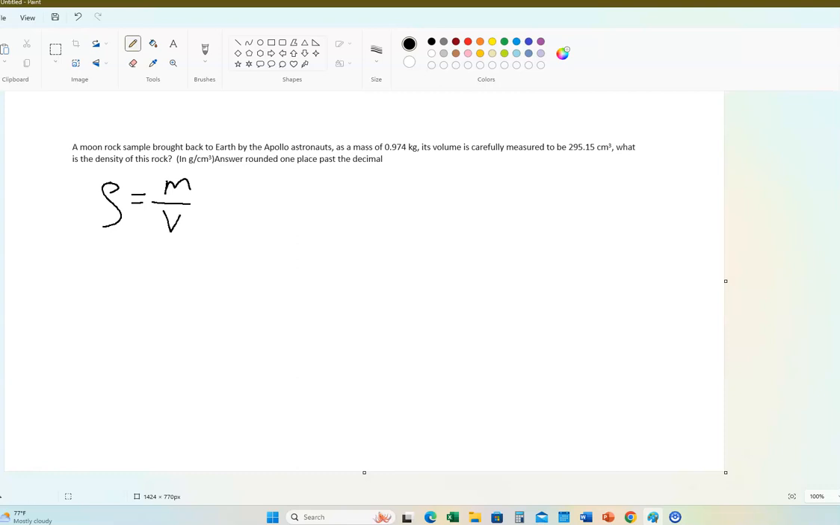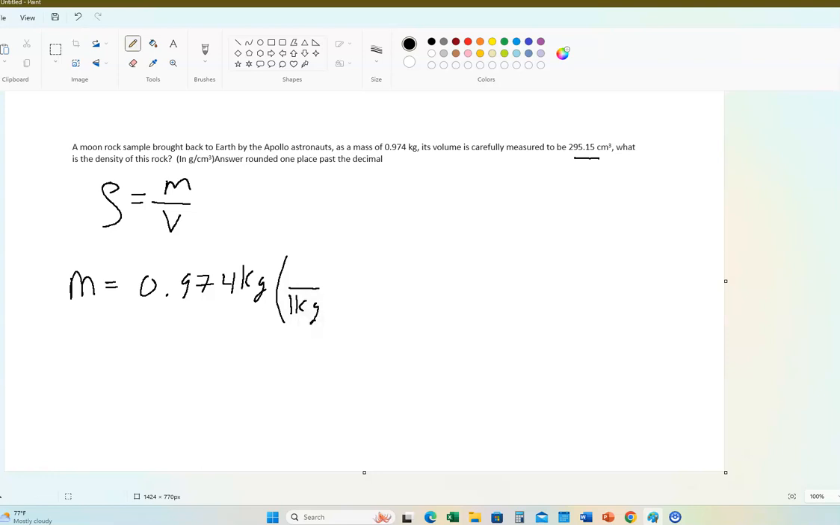In this case, you don't have to calculate the volume. It's given to us in the proper units. It's already in centimeters cubed, so we're good to go there. The mass, however, is not in the right units. The mass is 0.974, but it's kilograms. So what we have to do is a conversion.